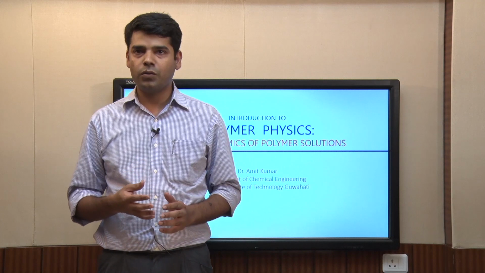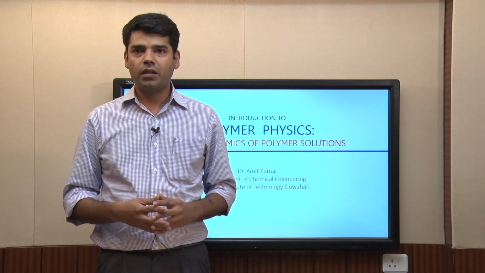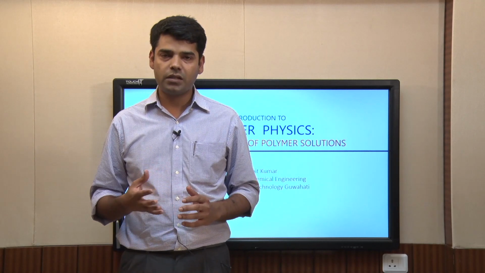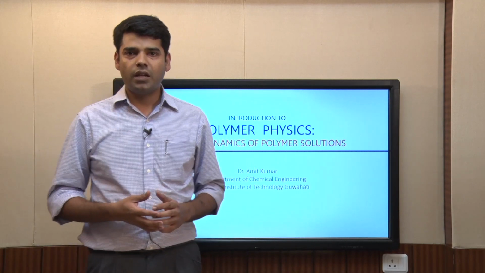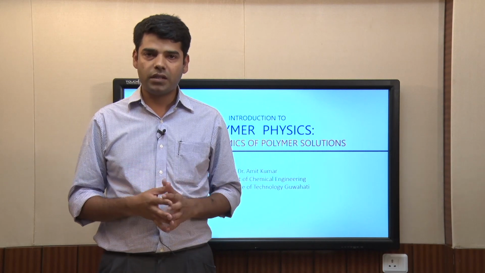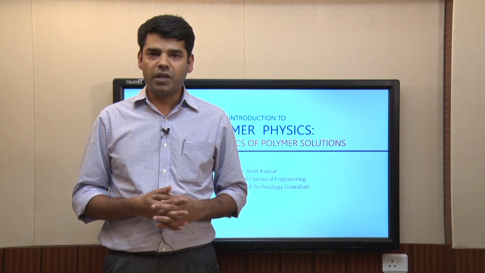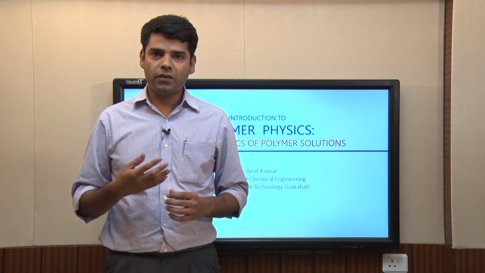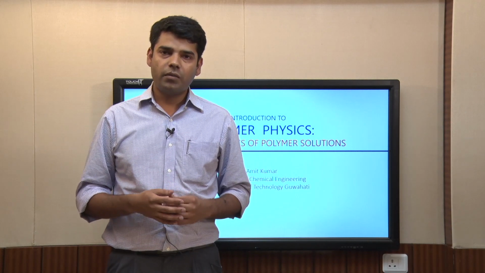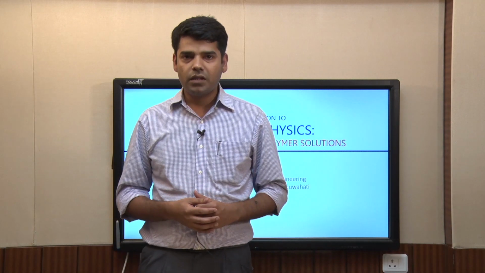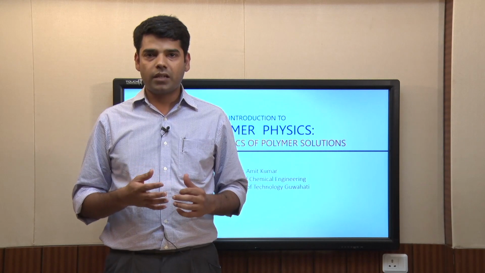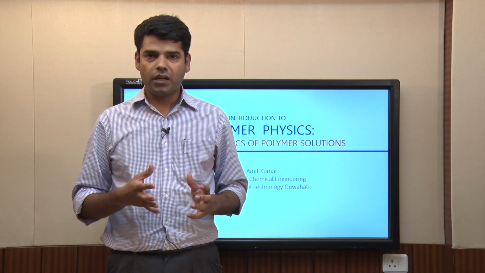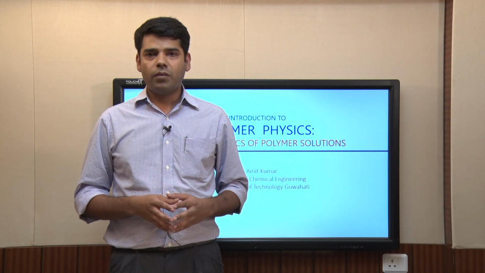One is due to the combinatorial entropy, which is primarily because of the multiple different conformations that the polymer chain can adopt. And the other term in this Gibbs free energy change of mixing appears due to the contact interaction, which is primarily the effect of intermolecular interactions between the polymer molecules and the solvent molecules. So, the final expression for the Gibbs free energy change of mixing contains both these terms.